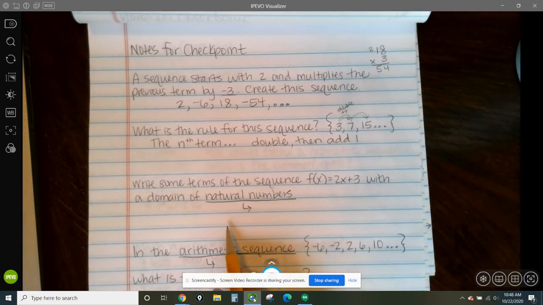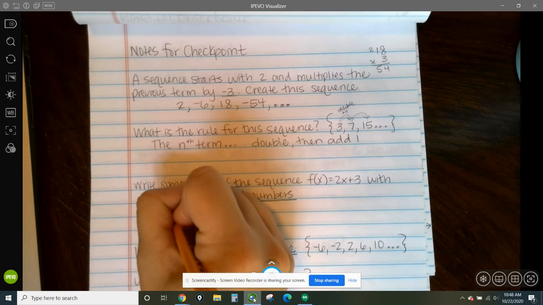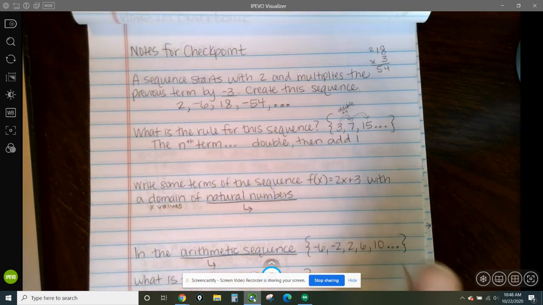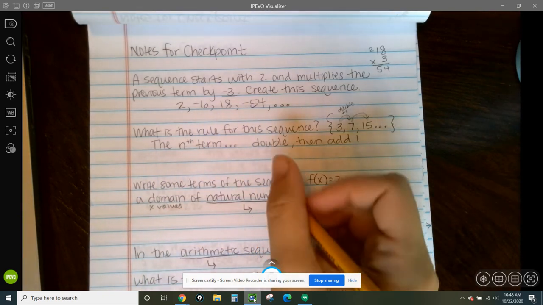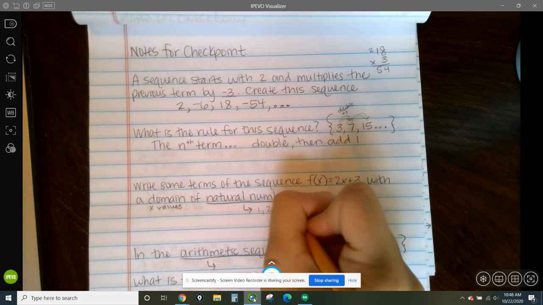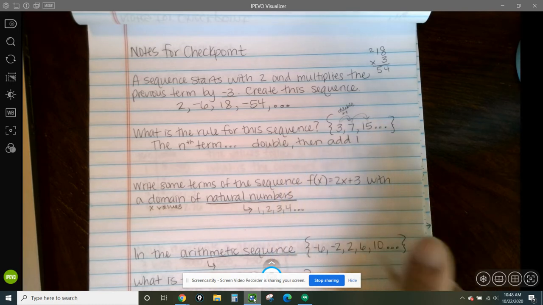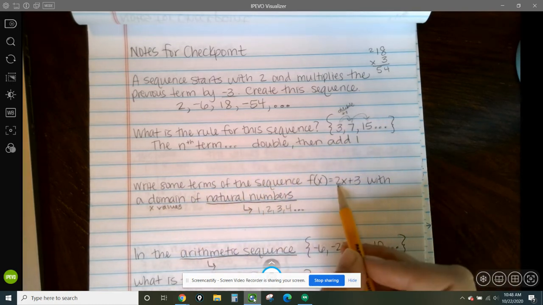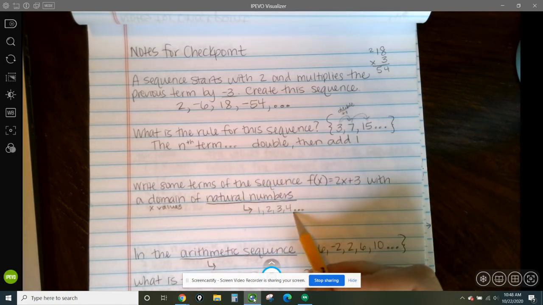Okay, so how about this next one? Write some terms of the sequence f of x equals 2x plus 3 with a domain. Remember, domain are the x values. We learned that in a previous lesson. A domain of natural numbers. Natural numbers are all the positive numbers, like 1, 2, 3, 4, and so on. So write some terms of this sequence if these are the numbers that we're going to be plugging in.